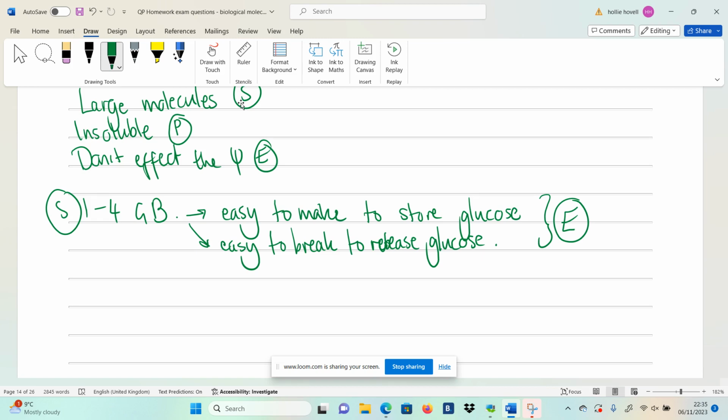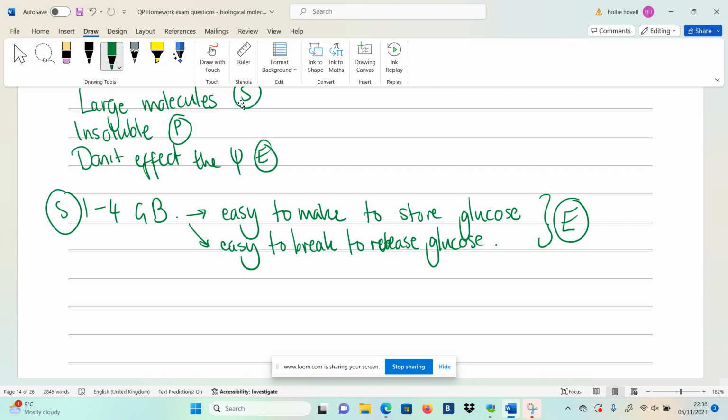You could talk about how animal fats are often saturated, and they've got a role in protection and insulation as well as energy storage. So what you can do is you can start to build up a picture of how good your answer is based on have you got structures, have you got properties, and have you explained every point.